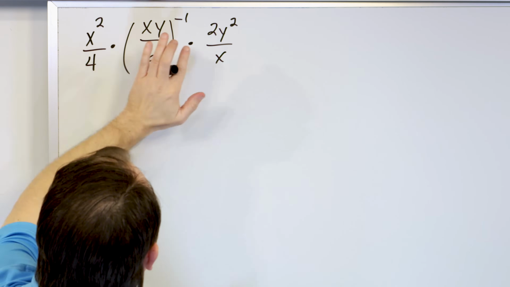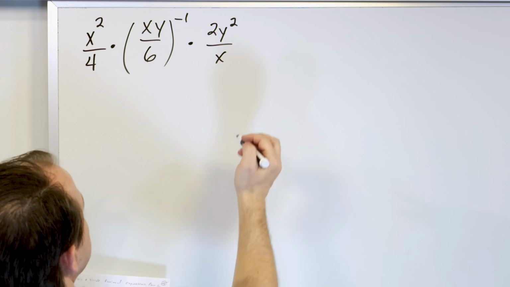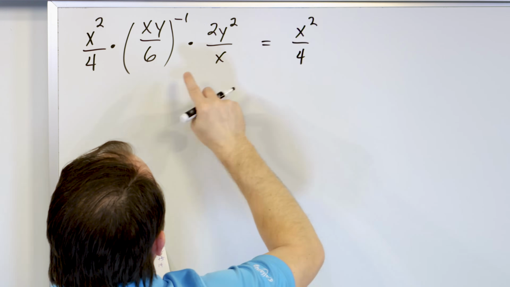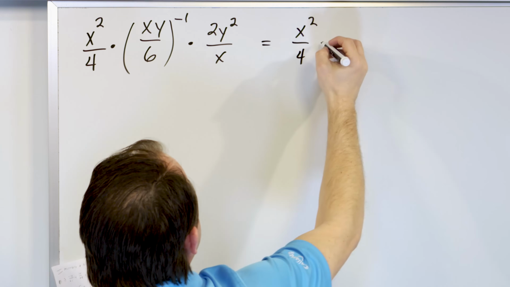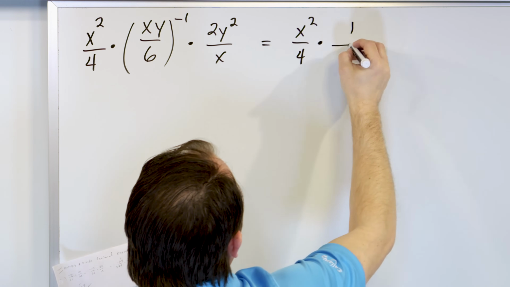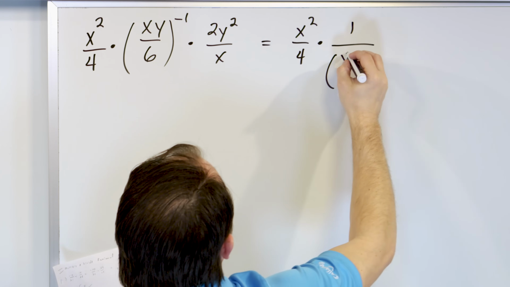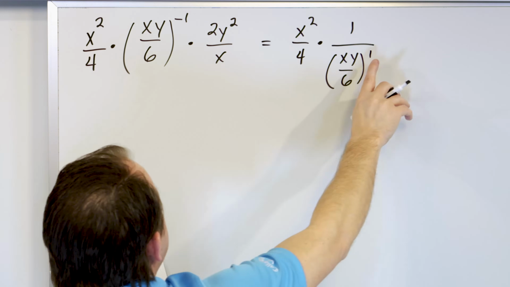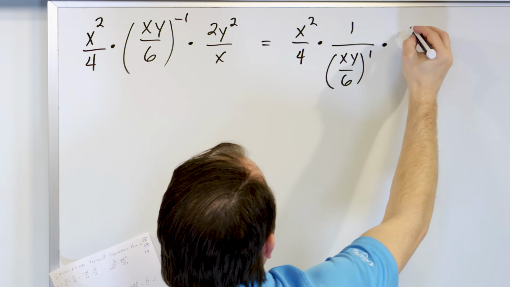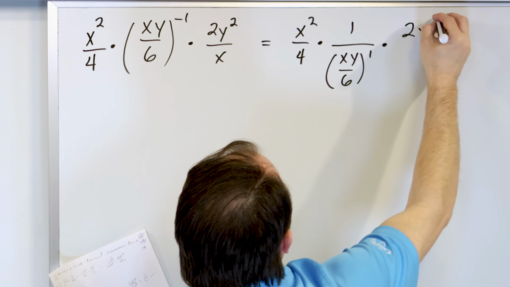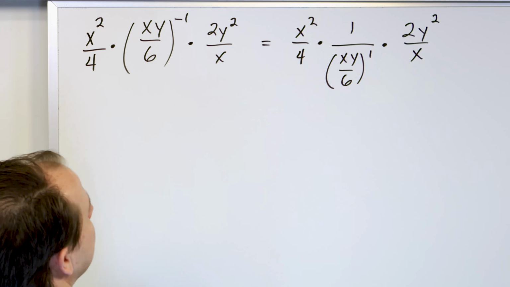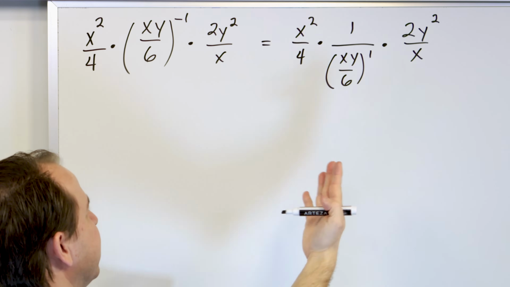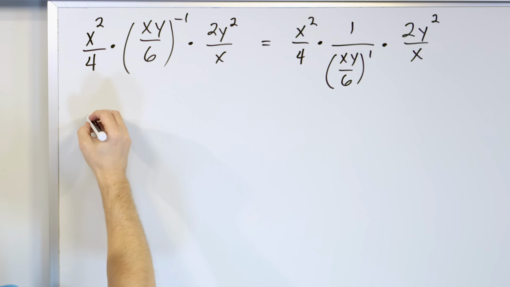First, forget about this, focus on this. So what you have here is you have x squared over 4. This, remember, to the negative 1 just means that it's 1 over x, y over 6 to the first power. We just move it to the denominator, make it a first power, and then we're not going to touch anything else. 2y squared over x. All right, so we have 1 divided by this, but you now know that division can be changed to multiplication. So we're going to change it again.